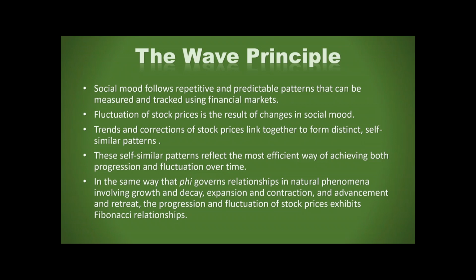And the self-similar patterns reflect the most efficient way of achieving both progression and fluctuation over time. And in the same way that phi, the golden ratio, governs relationships and natural phenomena involving growth and decay, expansion and contraction, and the advancement and retreat, the progression and fluctuation of stock prices also exhibits Fibonacci relationships.